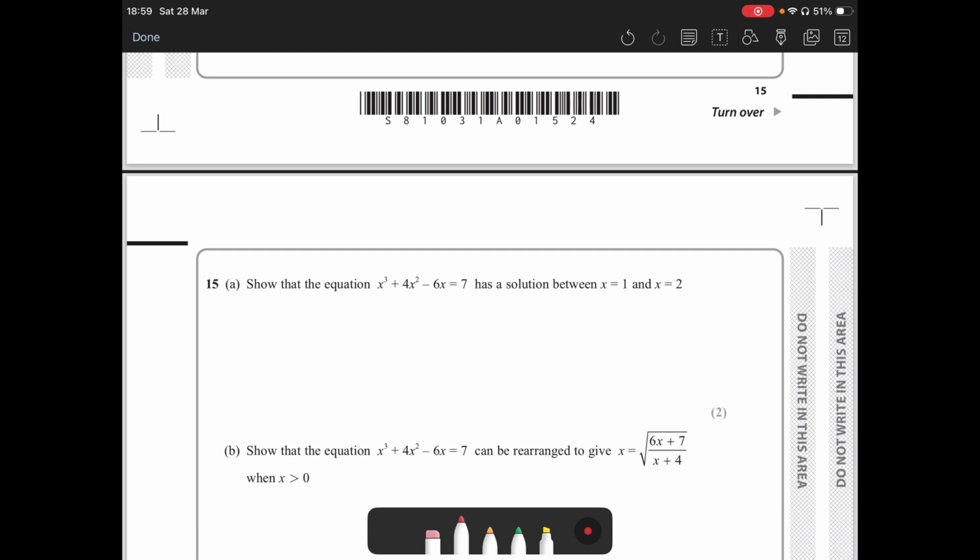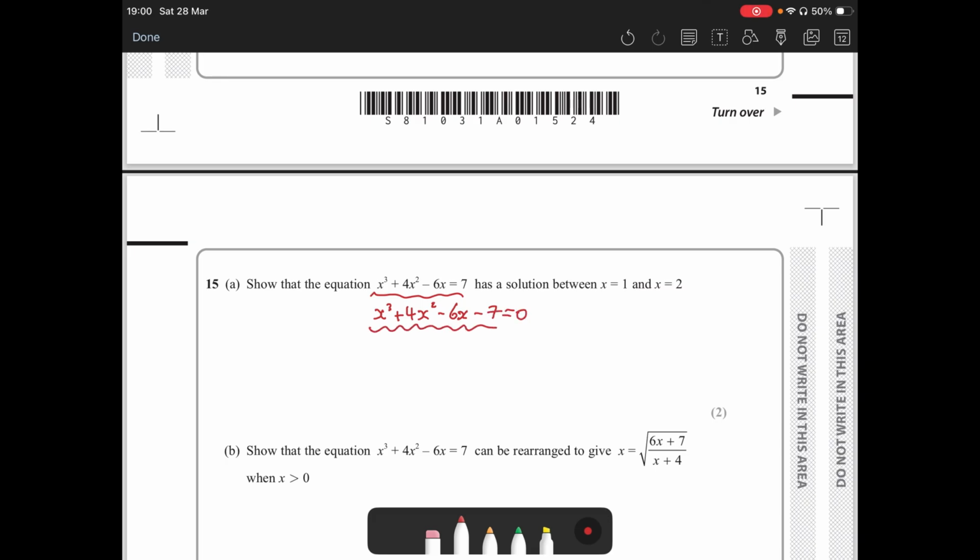Okay, so I'll give this a little bit of context here. If I move the 7 over, solving this equation would be the same as solving this. All I've done is I moved 7 over.